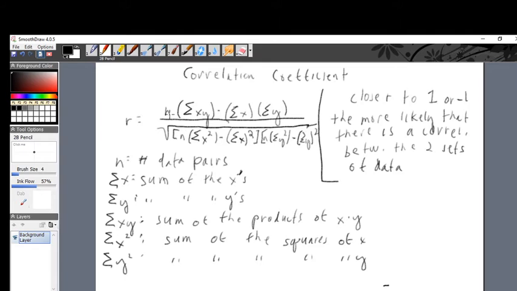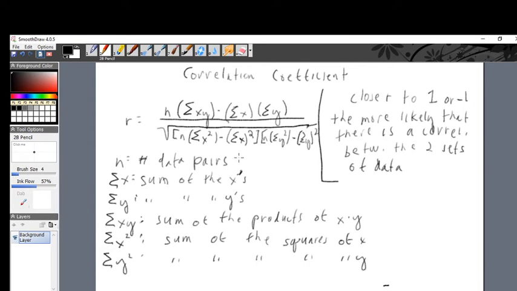Take n, which would have been 10. Add up all the xy's, and then subtract from that the sum of all the x's times the sum of all the y's. Then the fraction bar is a division. Then the square root of this whole big thing: 10 times the sum of all the x squares minus the sum of the x's, squared. Be careful, that square's outside, this one's inside. Then 10 times the sum of all the y squares minus the sum of the y's, squared. Again, the square's on the outside, this one's on the inside.